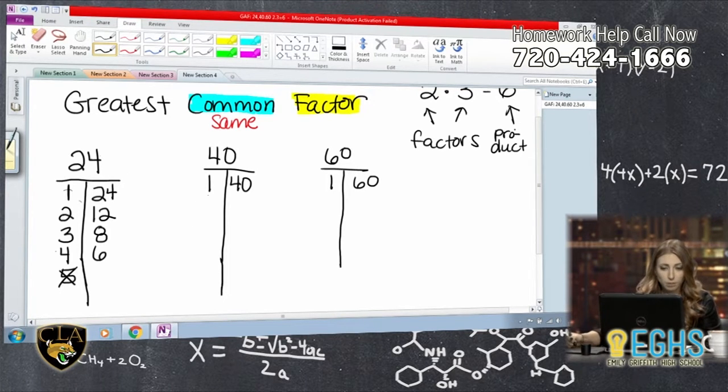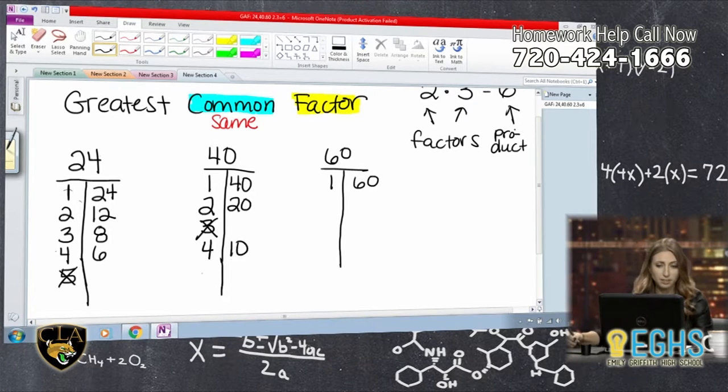So 1 and 40. The next one we're going to test is 2. 2 times 20 is 40. Then maybe we'll test 3. 40 is not divisible by 3. And it also helps to know your divisibility rules. So that would be something maybe to look up, divisibility rules too. Going on 4.